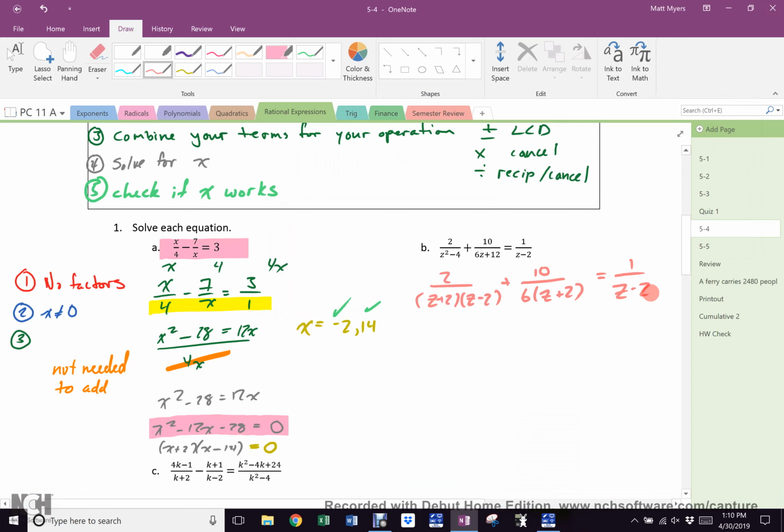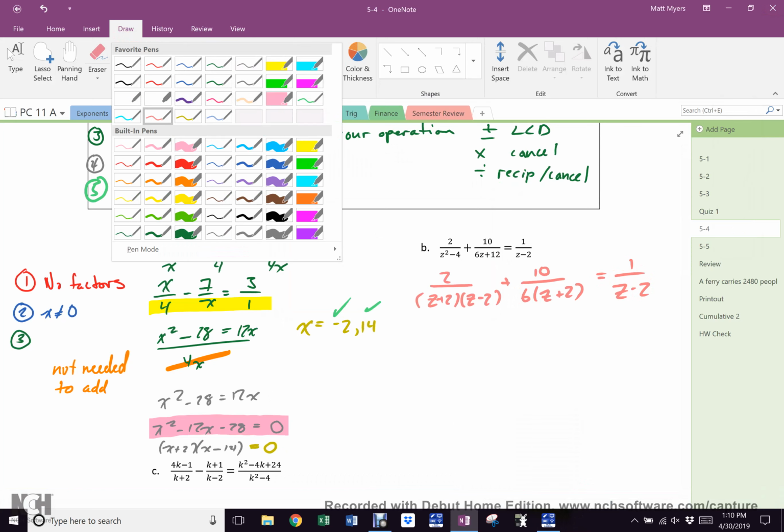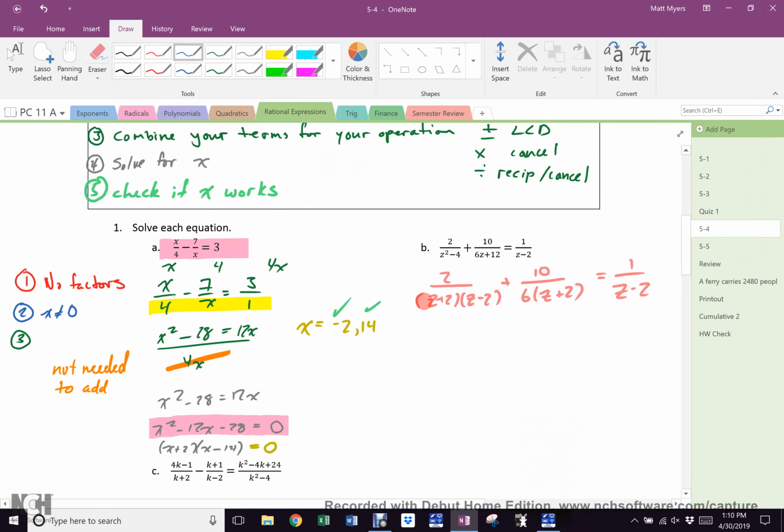Does everybody agree that we have now simplified by factoring? Excellent. That was the first thing we were to do. I should have done that in red. I apologize. I didn't. I'm trying to keep my colors. What are my non-permissible values? X cannot equal plus or minus 2. Right? Excellent. Third thing, combine your terms for your operation.